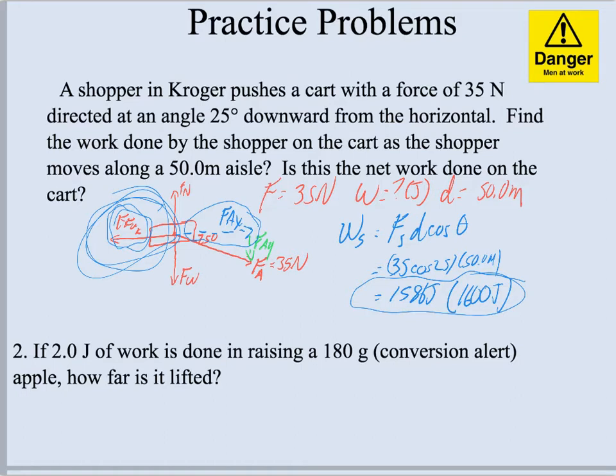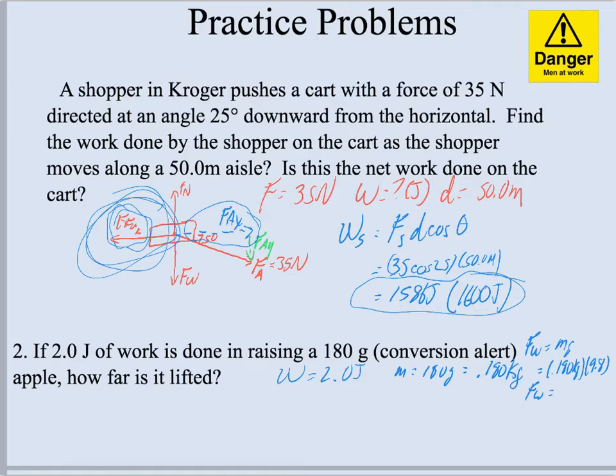The second one, down here at the bottom: if 2 joules of work, so it's giving us a work value, 2 joules of work is done by raising a 180 gram apple. 180 grams, that's a mass, and I also know that that's 0.180 kilograms, right? Just divide that by 1,000. And I also know that FW equals mg, and in this case m is 0.180, g is of course 9.8. I'm not really worried about the negative versus positive here. That's why I didn't put the negative sign in front of the g value.